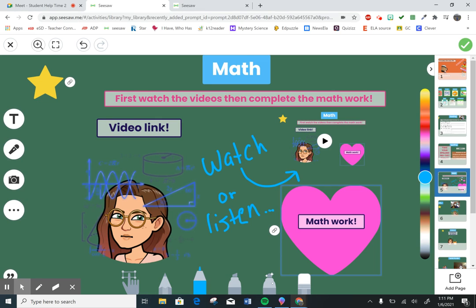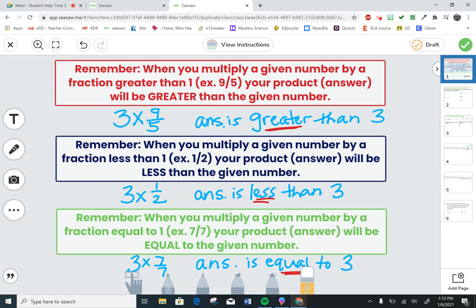Hey guys and girls, as I mentioned, we're going to be talking about multiplying a whole number and a fraction and seeing if we get a number bigger than what we started with. So let's head over to our seesaw for today. This says a lot of things, but we're going to break it down. So let's look at the first example.